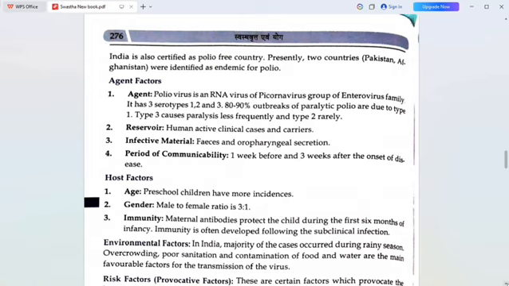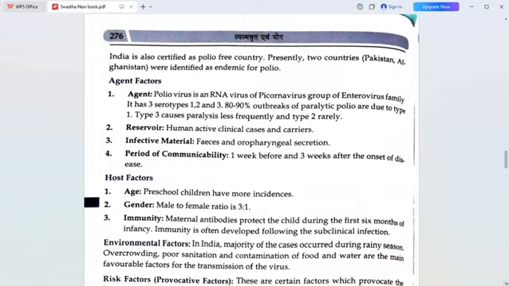The second one is the reservoir: human active clinical cases and carriers. Reservoirs are the places where this virus lodges and is potent to cause infection. So the reservoir is human active clinical cases and the carriers, which itself is a human. So human only is the reservoir of this virus.